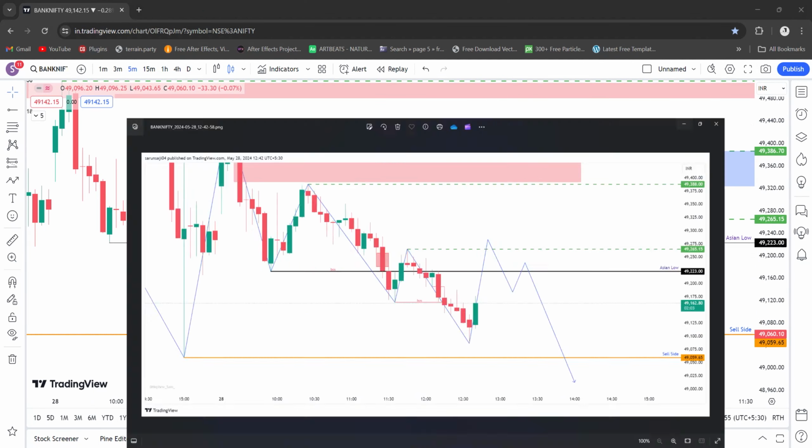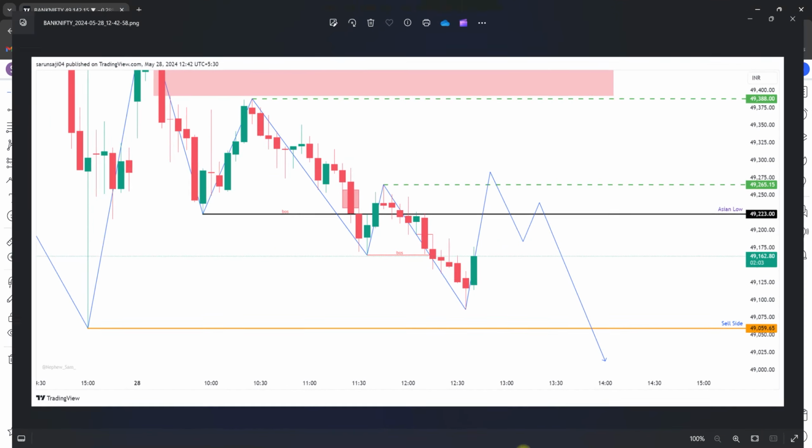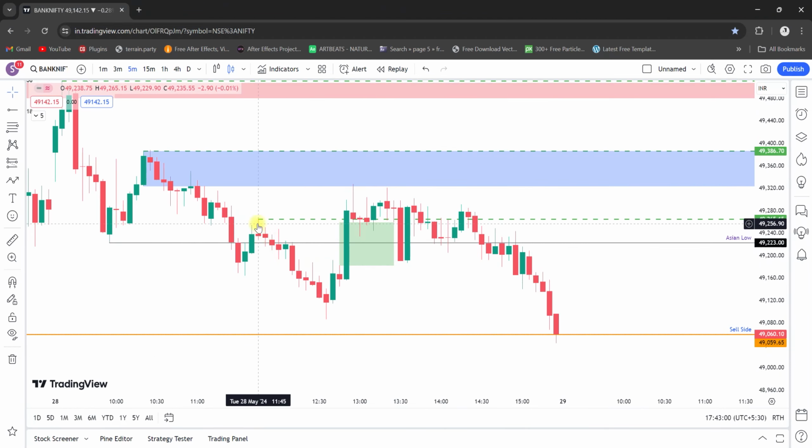Okay, so 49,265, yeah, this is the high. We all marked this is the high. Market came down to the Asian low. It closed below. Okay, it closed below and then it moved on. So we can identify like this also.